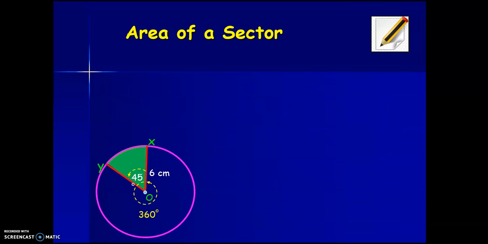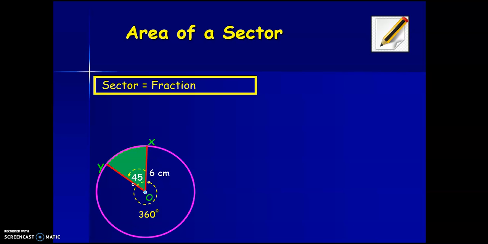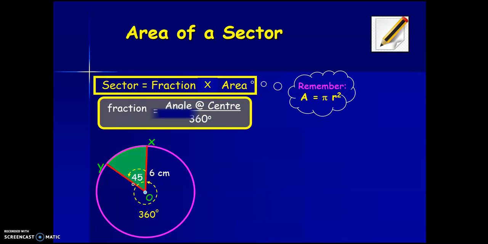So now we're going to look at how we actually find the area of a sector. We said in the previous slide that the sector is a fraction of the area, but we know from BODMAS that "of" equals times, so we can rewrite this as the sector equals a fraction times the area. And remember, the area of the circle is pi r squared. The fraction is obtained in exactly the same way as before. It's the angle at the centre over 360 degrees.